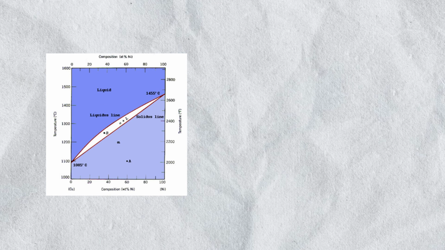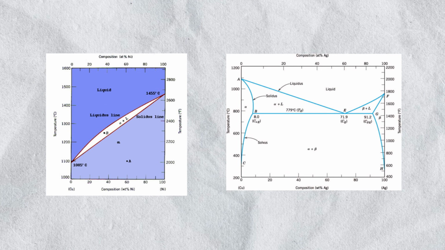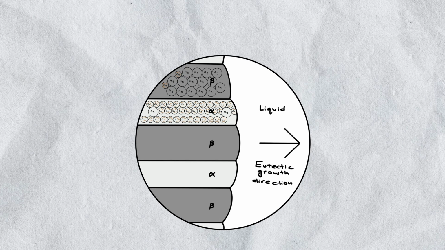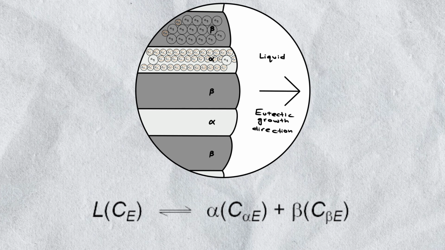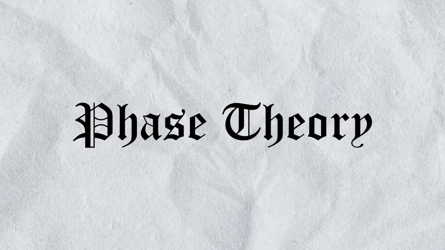Let's do a final recap to check what we have learned. We learned the main differences between a binary isomorphous and a binary eutectic phase diagram and how it affects the phases formed. We then talked about the structure that a binary eutectic alloy forms when it is cooled, the lamellar structure. And finally, we talked about the corresponding transition reaction that causes the lamellar structure to form, along with why it's formed. But hey, that's just a theory, a phase theory.